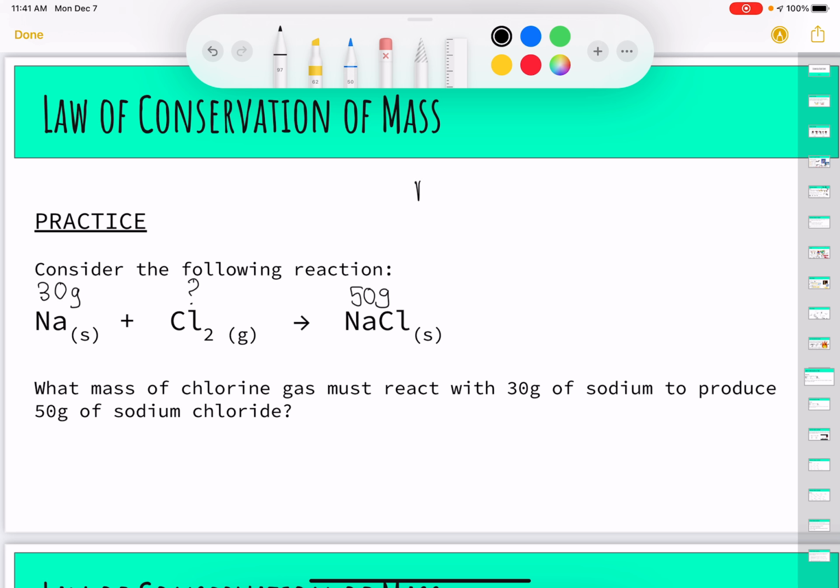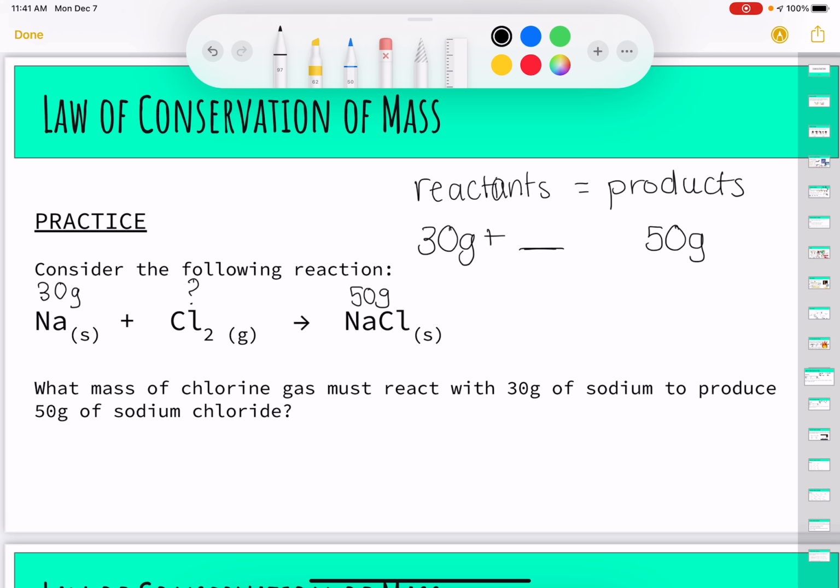Well, we know that the mass of our reactants is equal to our products. So if our products are 50 grams and we have 30 grams plus something, we just have to figure out what that missing piece is. And that missing piece would be the mass of chlorine. So 30 plus what gives us 50? The answer would be 20. Okay.